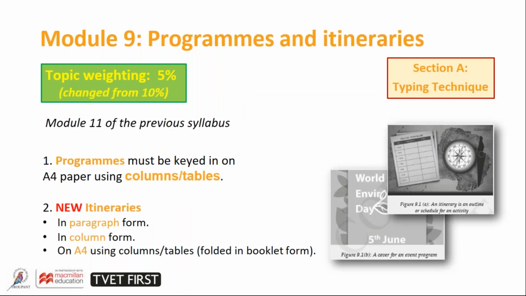In Module 9, your weighting has changed from 10 to 5. Programs must be keyed in on A4 paper using columns or tables. And what has come into the N5 syllabus now is your itinerary. Please remember the difference between a program and an itinerary. A program is a sequence of events for a function such as a wedding or a reception, whereas an itinerary is a sequence of events for travel. You can also link up with your travel programs here to make sure that they are doing the right thing.